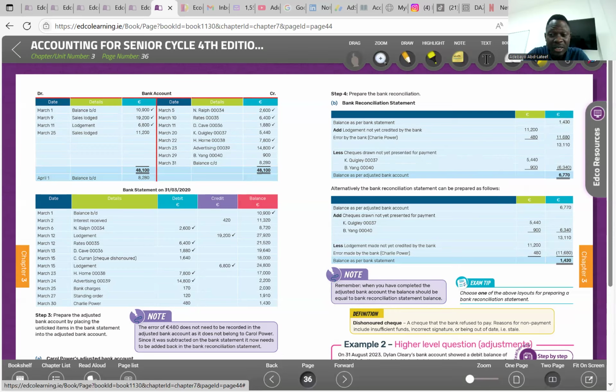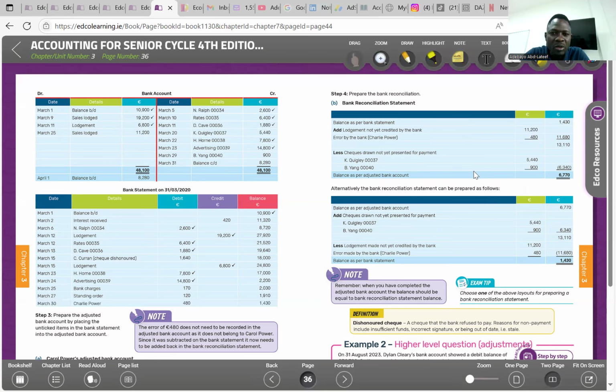We add it up here on the credit side. Then we add lodgement not yet credited. Then we have a lodgement of 11,200, which is the sales lodgement here. It has not been debited on the bank statement. So we put it on the bank statement. It has not been on the bank statement. So it's on the debit side, it should be on the credit side of the bank statement. Then that's the 11,200, that's all.